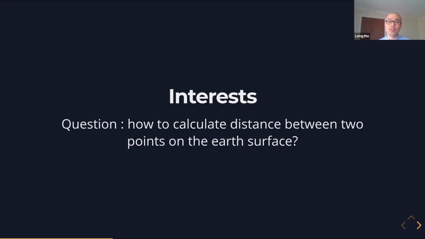Yeah, Johannesburg in South Africa. So let's talk about this kind of level of scale. How do you calculate the distance between the 2 points on the surface of Earth? I'm pretty sure we have done it in the GIS class.